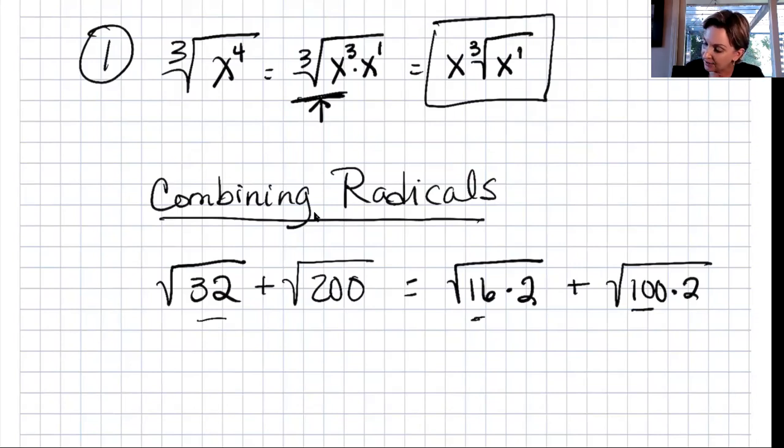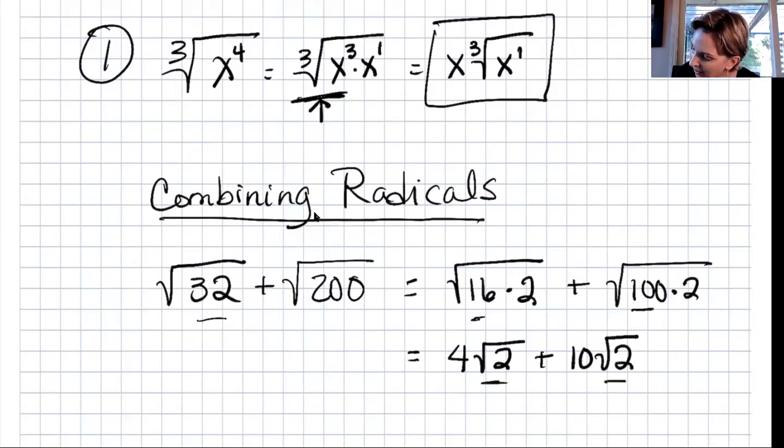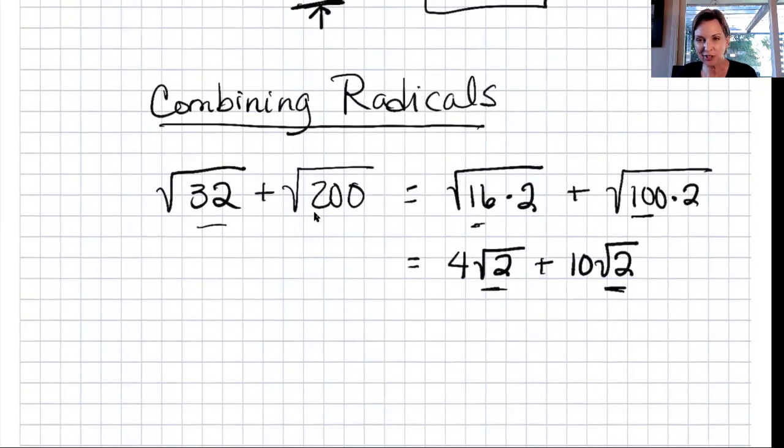How that helps us is now when I take that 16 out of the square root, it leaves me with just a square root of 2. And over here, when I pull out that 100 as a 10, it leaves me with a square root of 2. And lucky, lucky, lucky, we both have square root of 2. Those are like terms, just like when you're working with algebra and you had x's or x squareds, they're like terms. So you can combine them just like you combined x's when you were doing algebra.